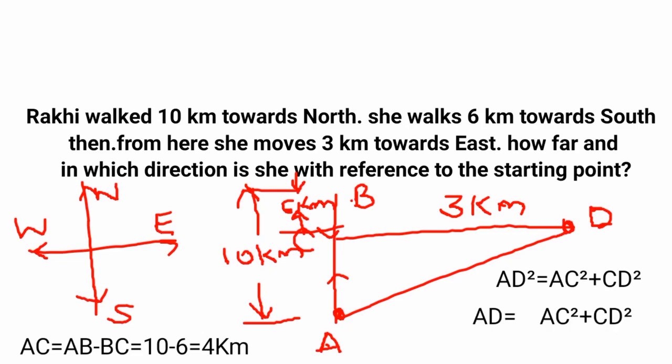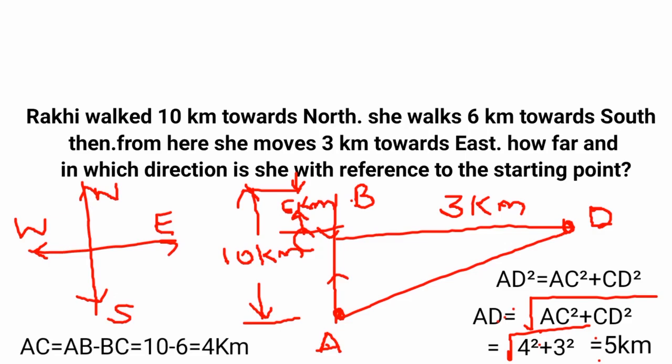So to find AD, what you have to do? Find the square root of AC square plus CD square. AC is 4 kilometers and CD is 3 kilometers. So root of 3 square plus 4 square, that is 9 plus 16, root 25. Root 25 is nothing but 5 kilometers.